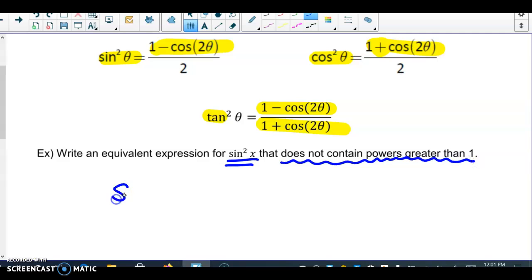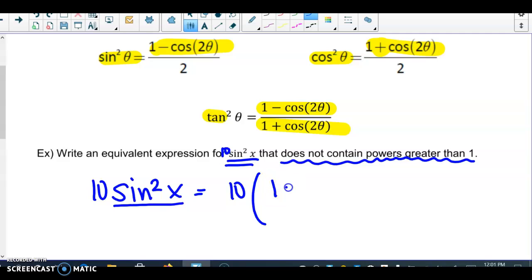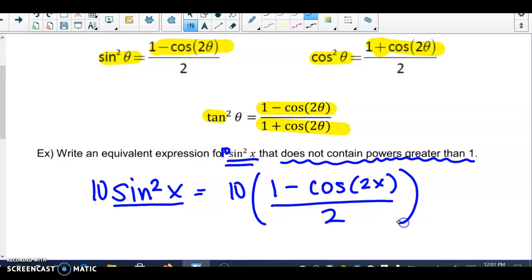Okay, so we know that sine squared x, for fun, let's add a little flair to this. Let's make this 10 times sine squared x, right? I changed the problem on you. To make it more understandable, I'll put a 10 up there. If we need this for some reason to not have an exponent of 2, we need it to not have any exponents bigger than 1, then we can say, well, the 10 is already there, but I can replace the sine squared x with 1 minus cosine of a double angle, and we're calling this x, so let me erase theta and put x there, all over 2.